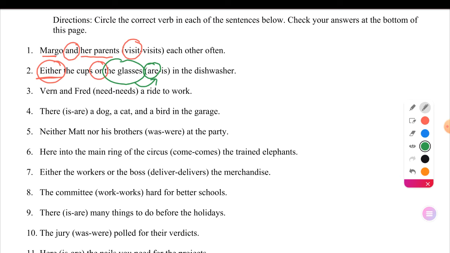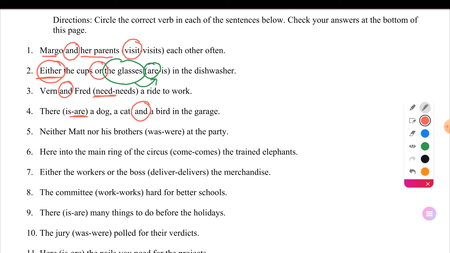Number 3: Vern and Fred need or needs a ride to work. What did they use to join? And. So the verb is supposed to be plural, which is need. Number 4: there is or are a dog, a cat, and a bird in the garage. We have a group of things, separated by commas, and finally I use "and," so the verb is plural, of course: there are a dog, a cat, and a bird.